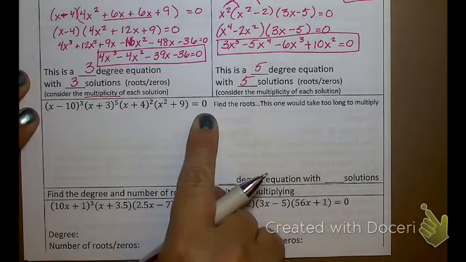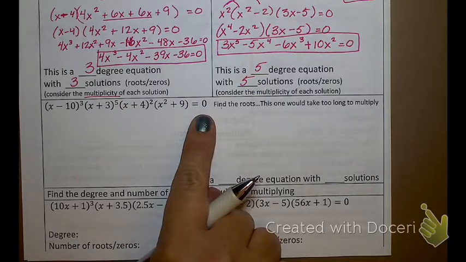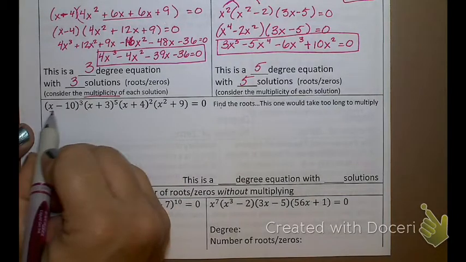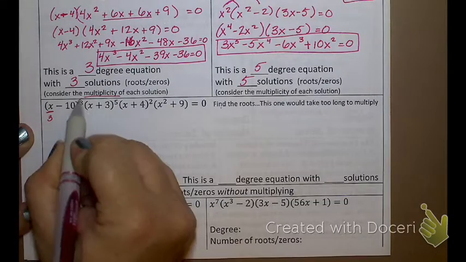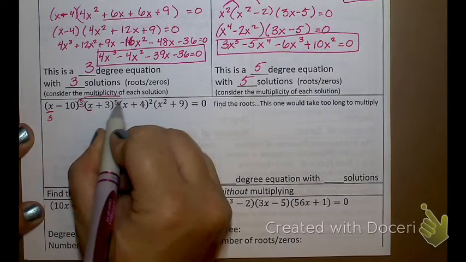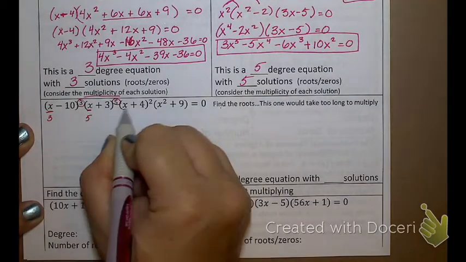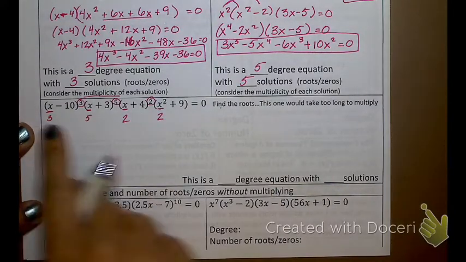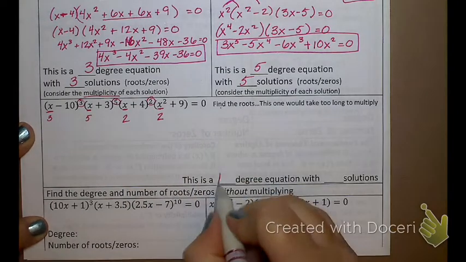How many roots, or what's the degree of this equation? This one's way crazy. It would take a long time to multiply. You're not going to do that. But what's the degree? This is 3, because of that. This happens 5 times. This happens twice. And that one happens twice. So 3 and 5 are 8, 9, 10, 11, 12.